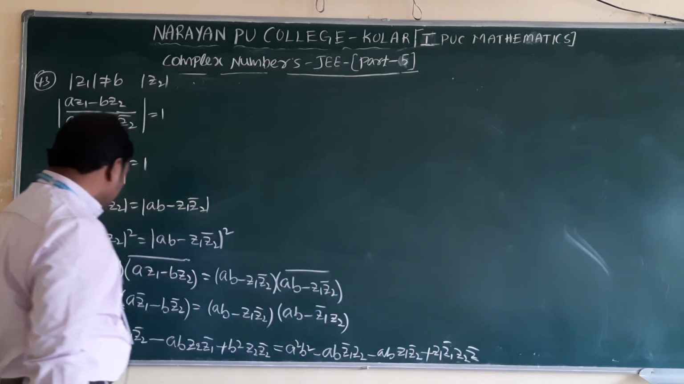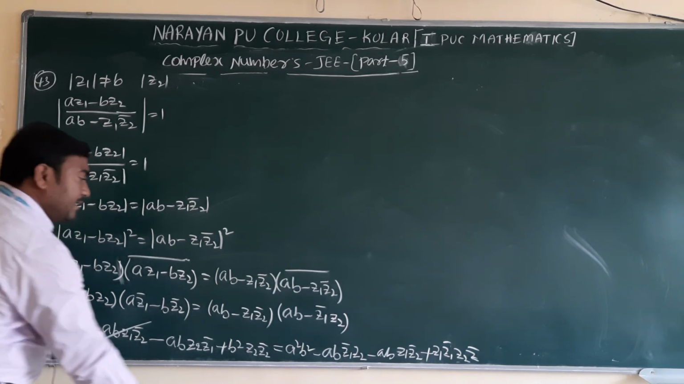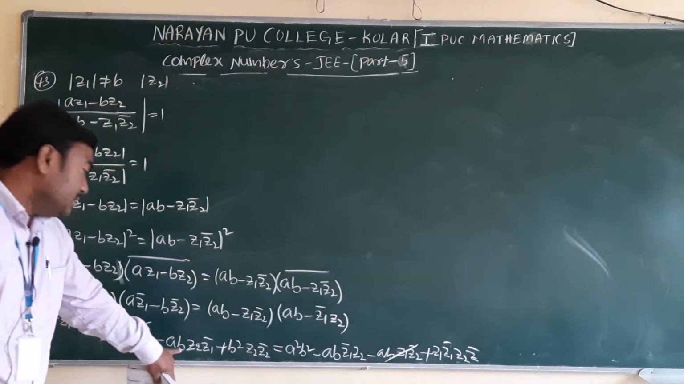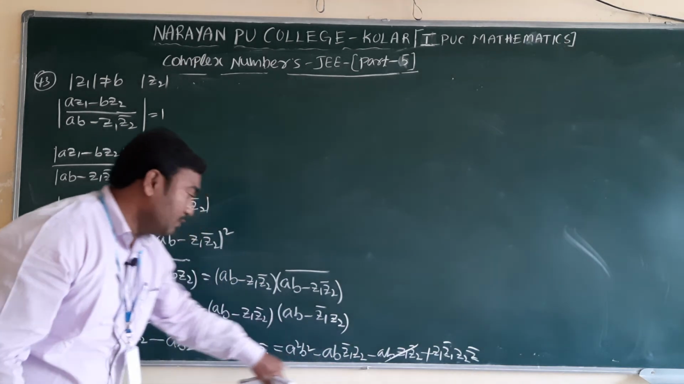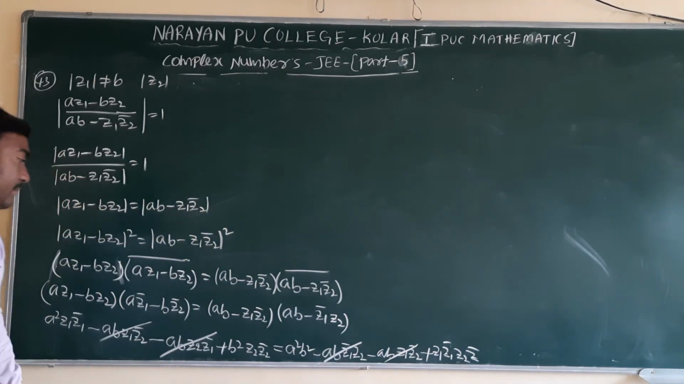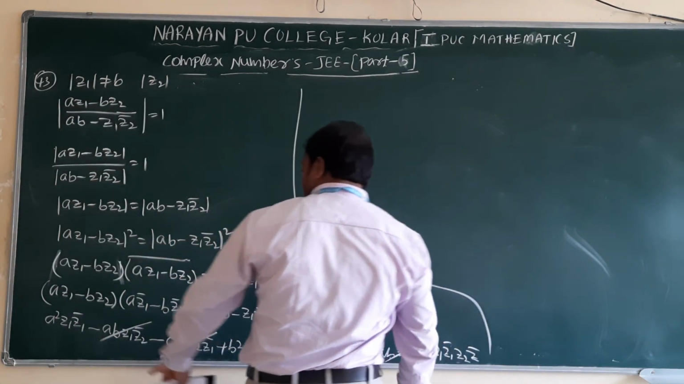Now, what terms are cancelled here? Here minus ab z1 into z2 bar gets cancelled. Again minus ab z2 into z1 bar, here minus ab z2 into z1 bar gets cancelled. So remaining, what we get here? There is no other cancelled value here.